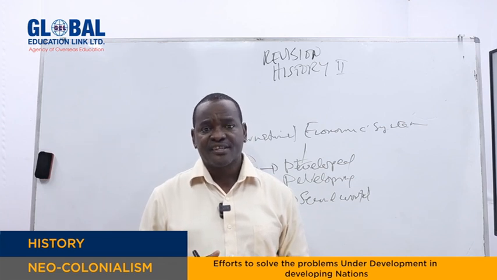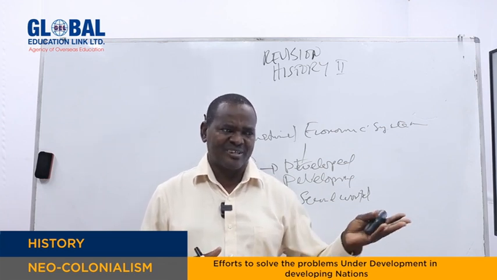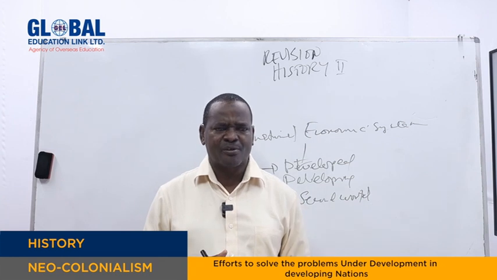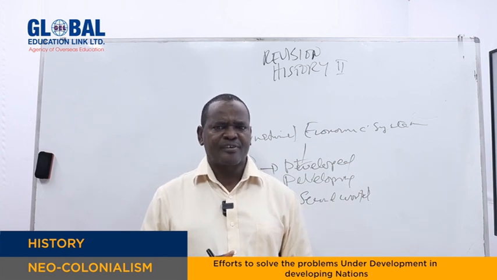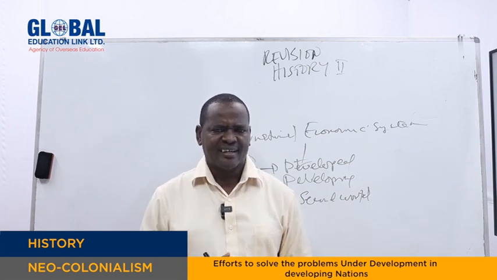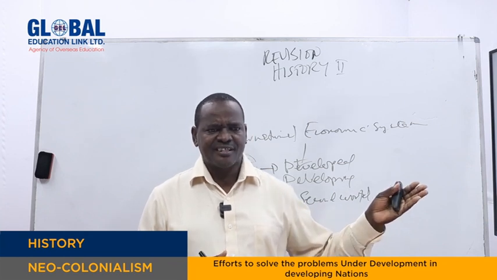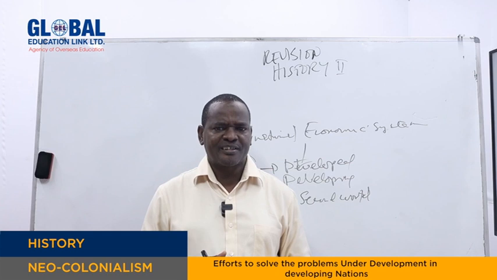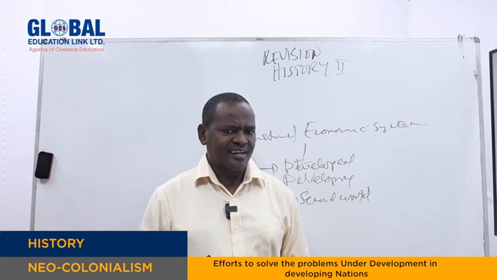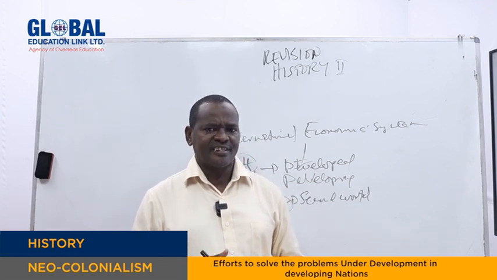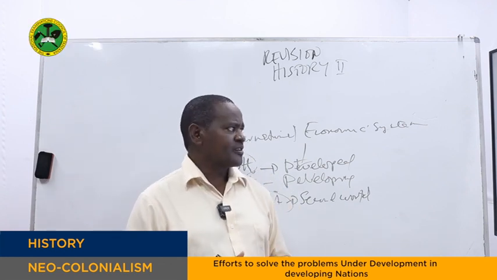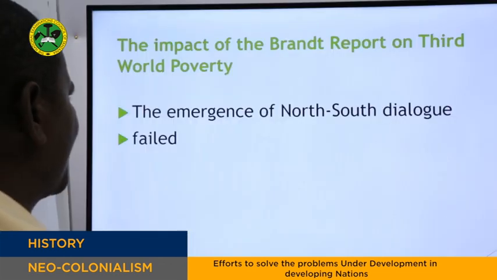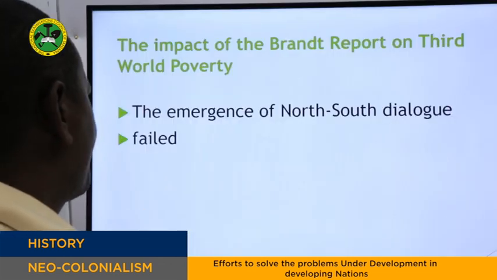And this includes the problem of famine. At the time when the report was released, there was a problem of famine in Somalia, in Ethiopia, in Kenya. And the report suggested that there should be some quick measures to solve such problems, like diseases, famine, and so on and so forth. This is the Brandt report and the suggestions it gave to solve the problem of developing countries. Let's now look at the impact of the Brandt report on third world poverty.